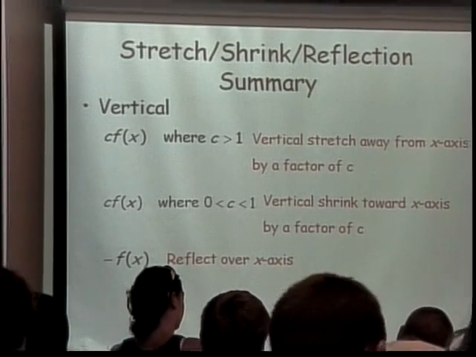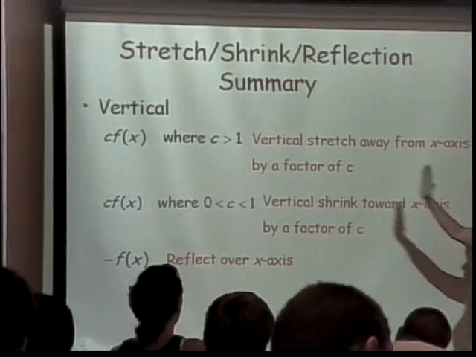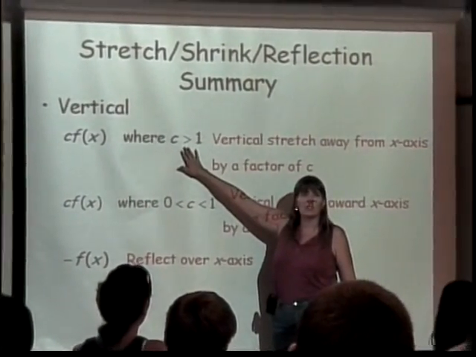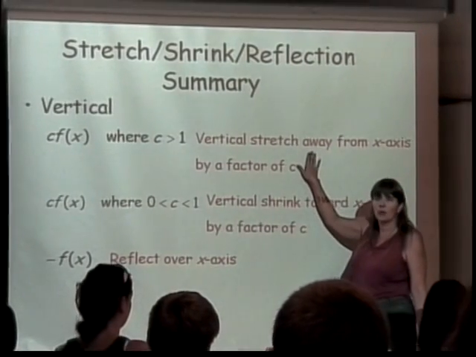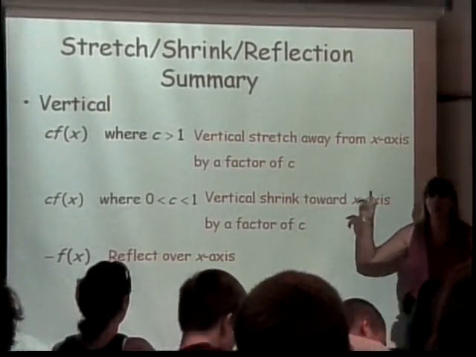Here's the wrap up for the vertical stuff. When it's vertical, it's outside the function. If c is bigger than 1 and we multiply it by our function, then it's a vertical stretch away from the x-axis by a factor of c.